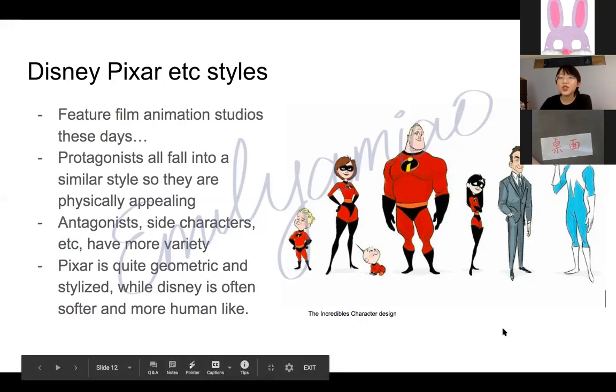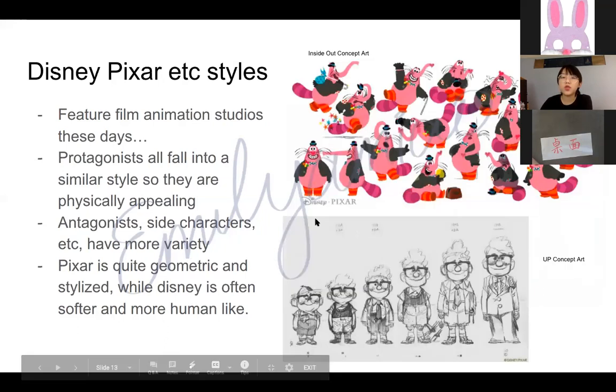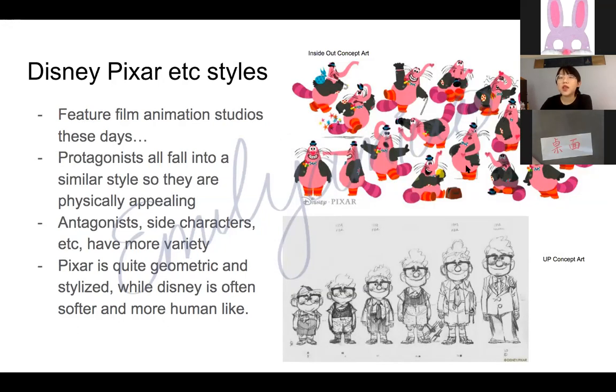And all these characters are really geometric. You can see the shapes in them. You can categorize these characters, their bodies, into different shapes. For example, this is Bing Bong from Inside Out. He's basically a kind of soft triangle shape. Even when he moves around, he's kind of this blobby triangle shape.